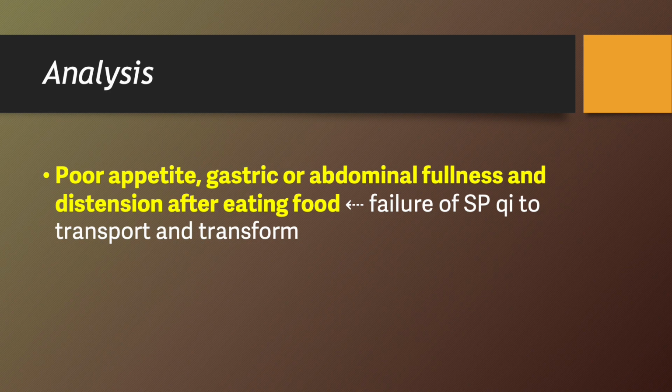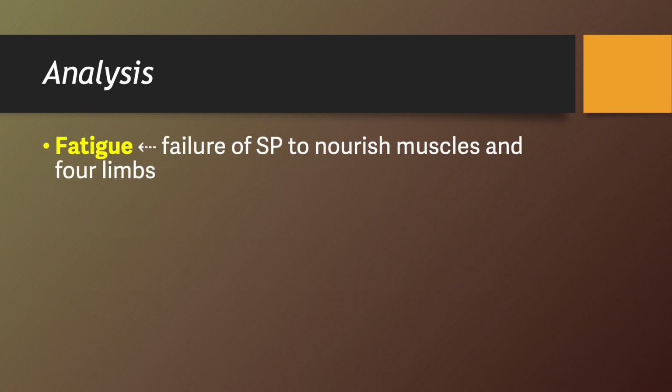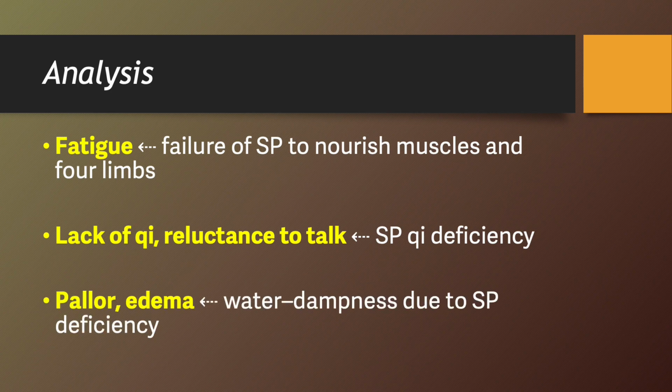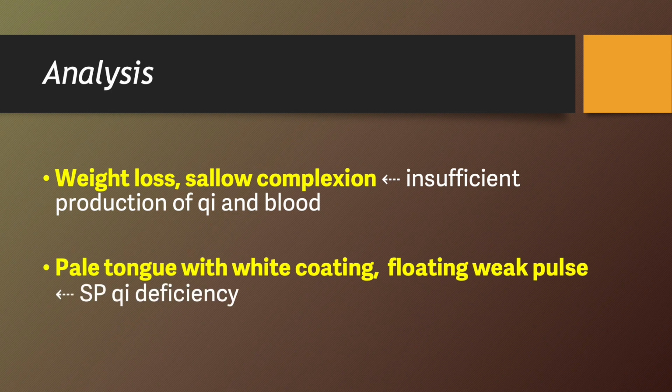Failure of spleen qi to transport and transform may cause a poor appetite and gastric or abdominal fullness and distension, especially after eating food. Water retention due to spleen qi deficiency may cause loose stools. Failure of the spleen to nourish muscles and the four limbs causes fatigue. Spleen qi deficiency causes lack of qi and reluctance to talk. Water dampness due to spleen deficiency causes pallor and edema. Insufficient production of qi and blood causes weight loss and a sallow complexion. A pale tongue with a white coating and a floating weak pulse are typical signs of spleen qi deficiency.